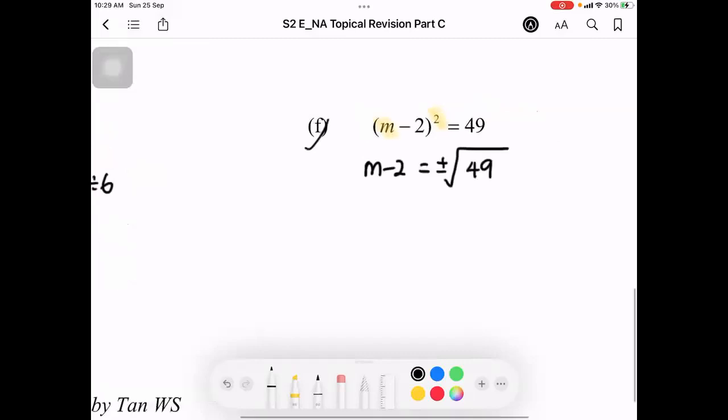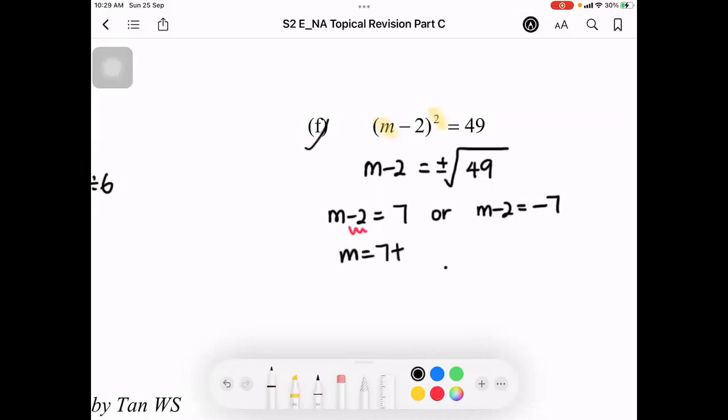So this means m minus 2 can be equals to positive 7, or m minus 2 is equals to negative 7. Next step, I want to get rid of minus 2, so m will be equals to 7 plus 2, or m equals to negative 7 plus 2. Then my answers, one is 9, the other one is negative 5. They are different answers. It's not plus or minus 9. They are different numerical values.